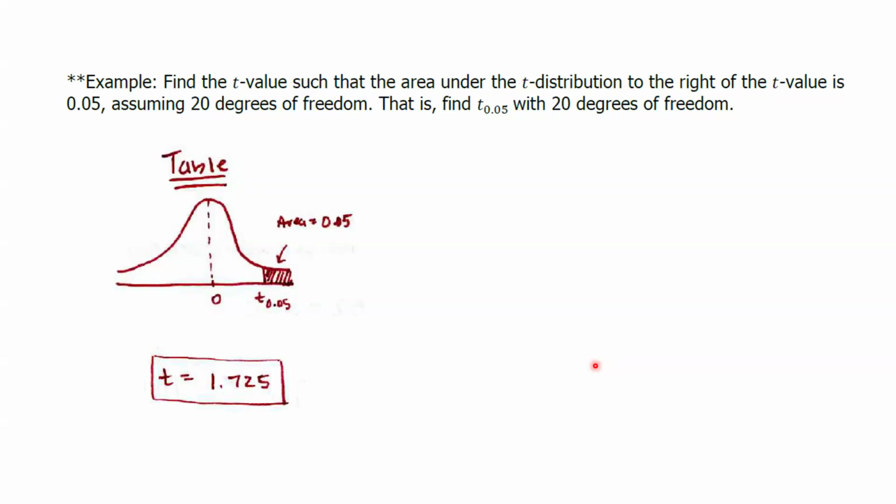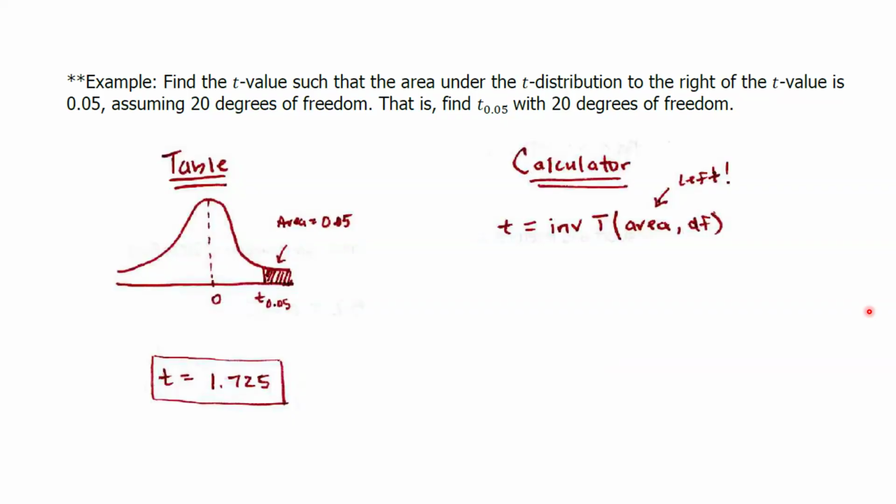So now we're going to use our calculator. In our calculator, we are going to use the inverse t. We've used inverse norm before, but in this case, we're going to use inverse t. Now for inverse t, our area is going to be the area to the left. So that means we're going to use 0.95, because we want the area to the left to be 0.95, which means the area to the right is 0.05, as the problem gave us.